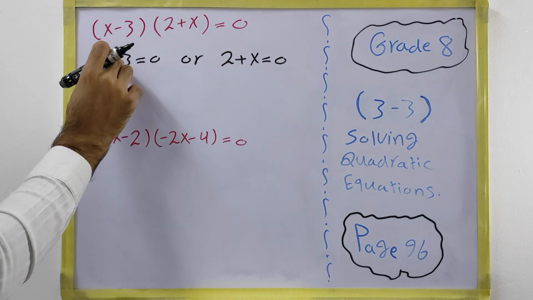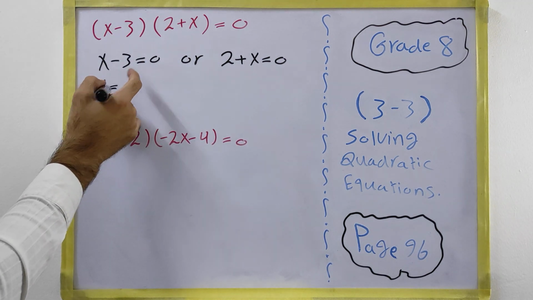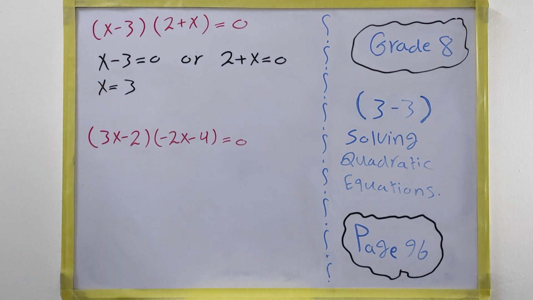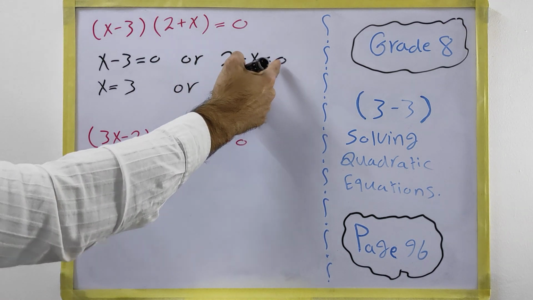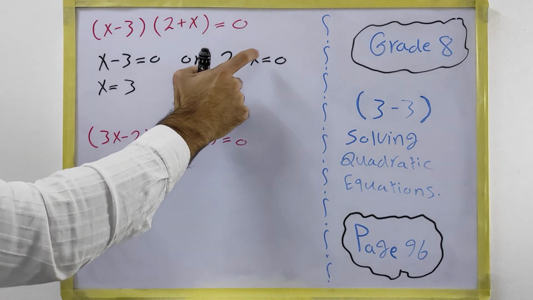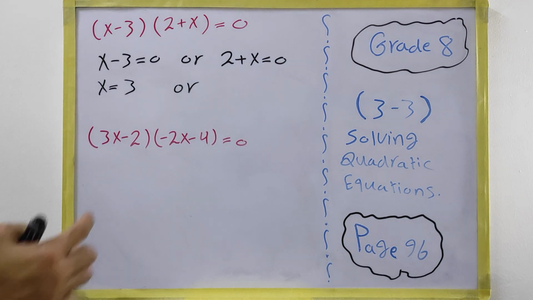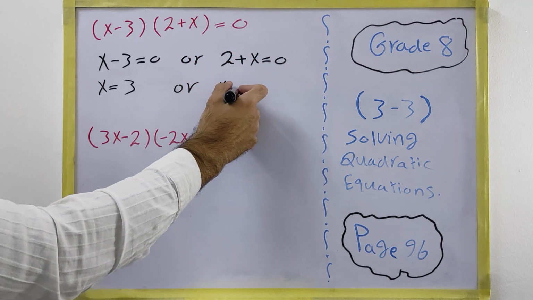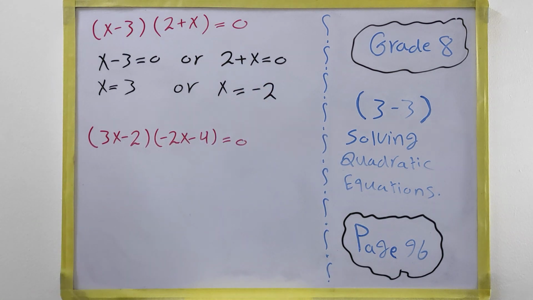For this one, if we solve, we will bring negative 3 to the other side. X equals 0 plus 3. It means positive 3. Or 2 plus x equals 0. We put x on one side, we bring the number to the other side. 2 to the other side, positive x equals negative 2.